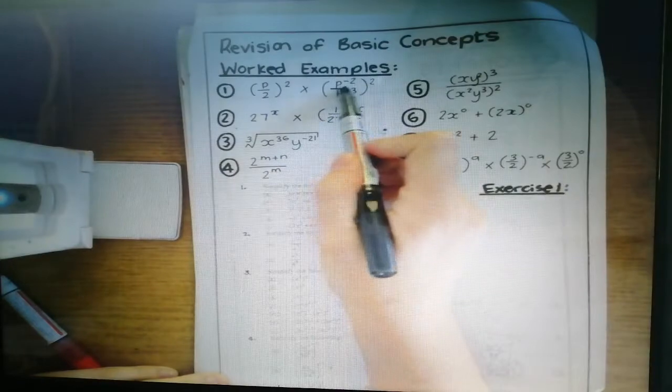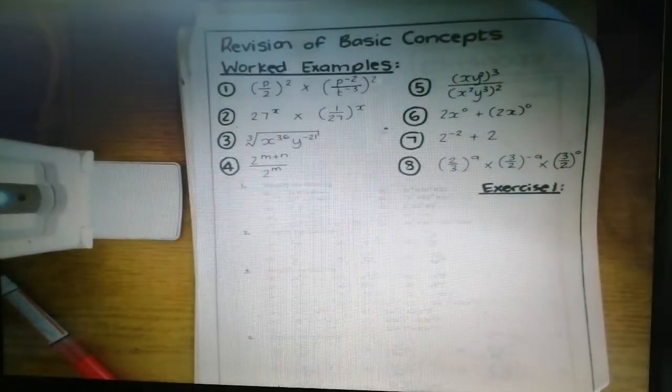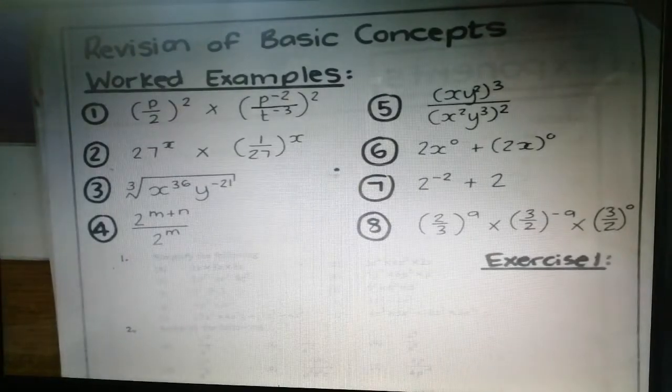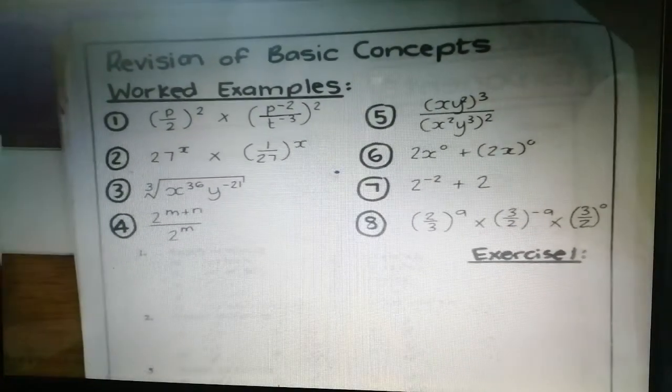Okay, I'm going to move on to these worked examples over here. This must have a line underneath it. This is p to the negative 2 divided by t to the negative 3. So I'm just going to zoom in very quickly so you can see what I'm doing. Those are the questions that I'm going to be doing. And I'm going to zoom out. Revision of basic concepts. That can be your next little subheading.